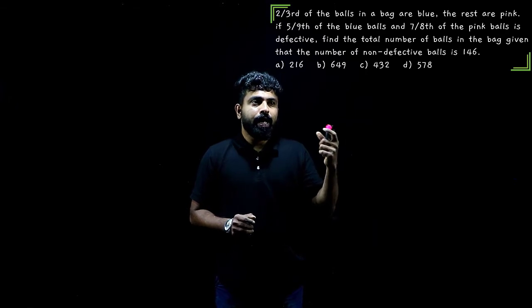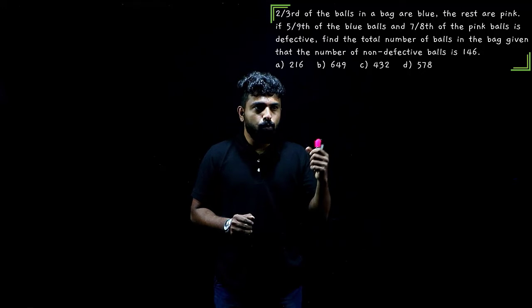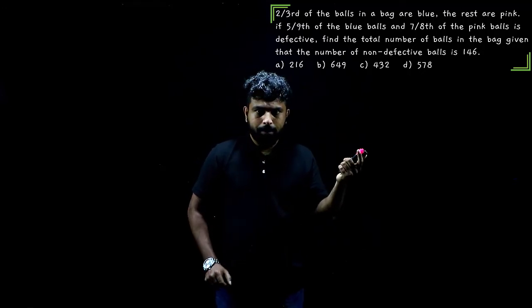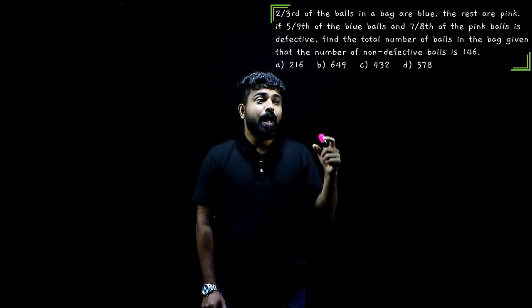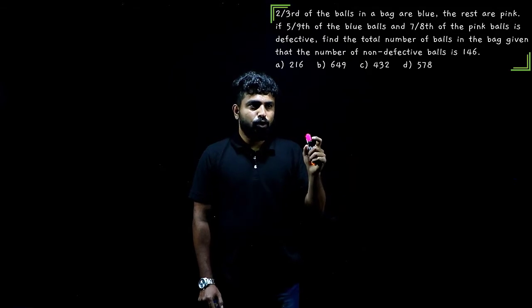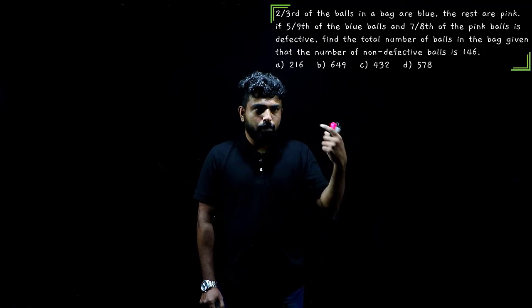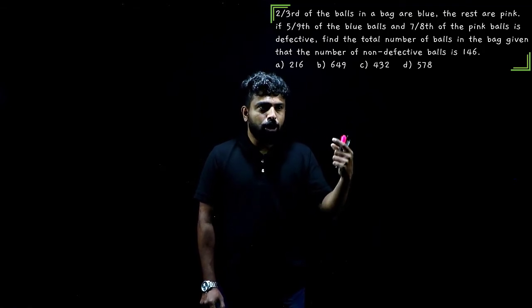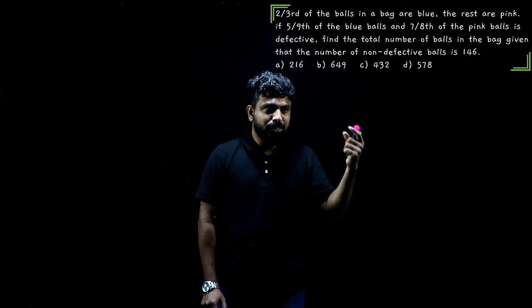Let us move on to our next question here. What does it say? 2/3 of the balls in a bag are blue. The rest are pink. If 5/9 of the blue balls and 7/8 of the pink balls are defective. Find the total number of balls in the bag given that the number of non-defective balls is 146.